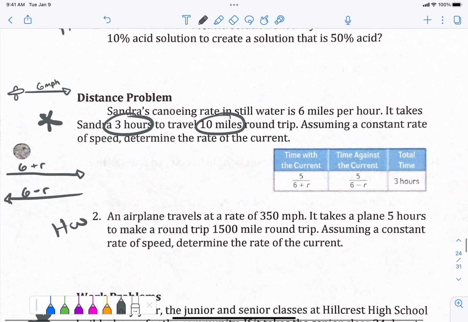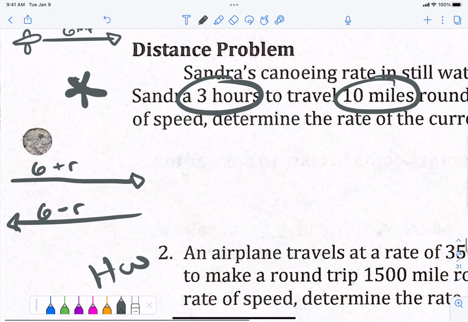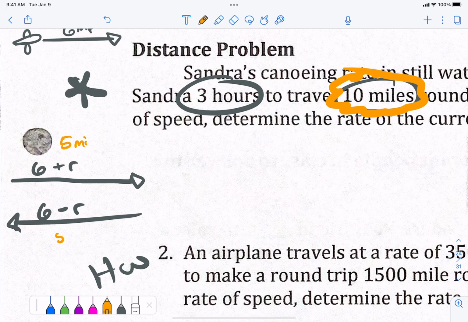Okay? Now, if she's going 10 miles, I'm going to pick apart that real quick. If she's going 10 miles, it is going to be 5 miles going there and 5 miles coming back. You agree? 5 miles and 5 miles, okay? If it takes her 3 hours to do that, does that necessarily mean it's an hour and a half there and an hour and a half back? No, because if she's going with the current, she's going faster. It might only take her 2 hours to get there, but an hour to come back, right?